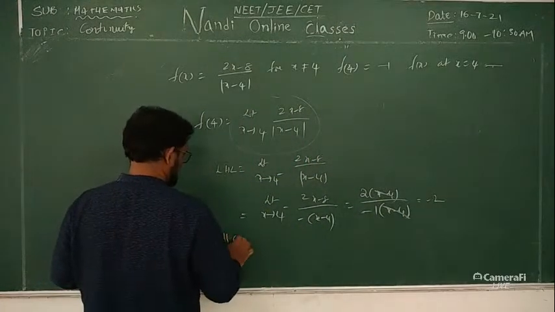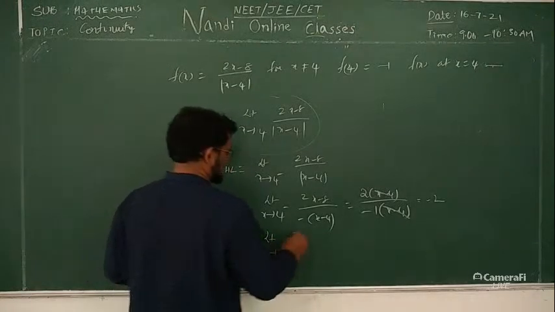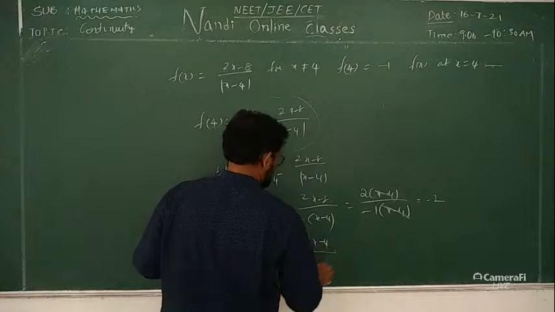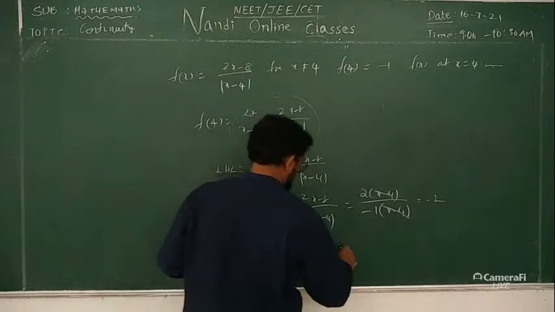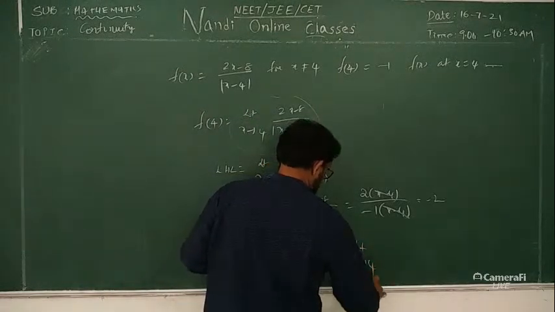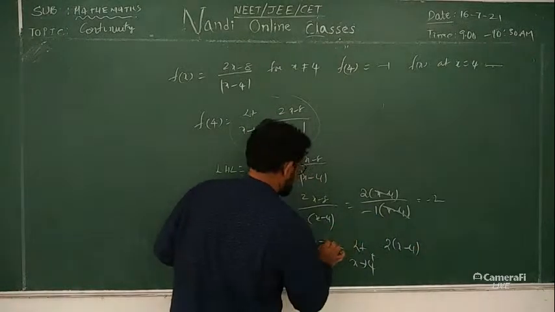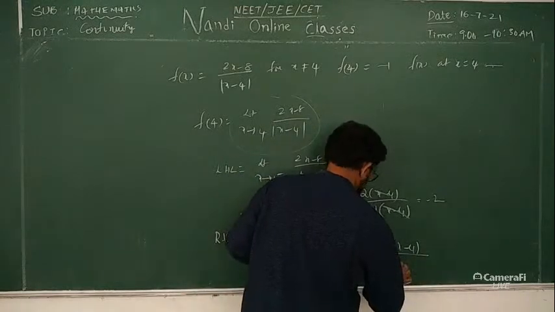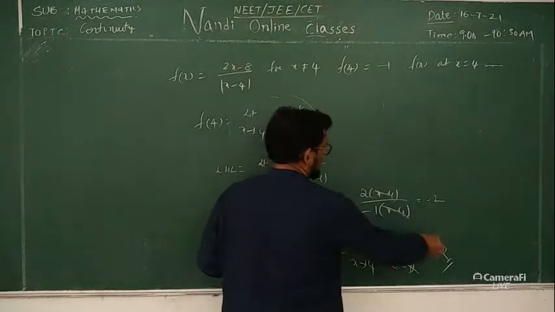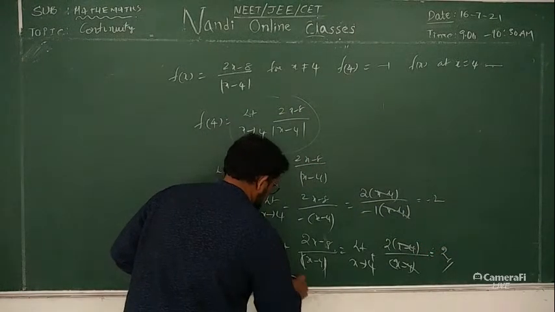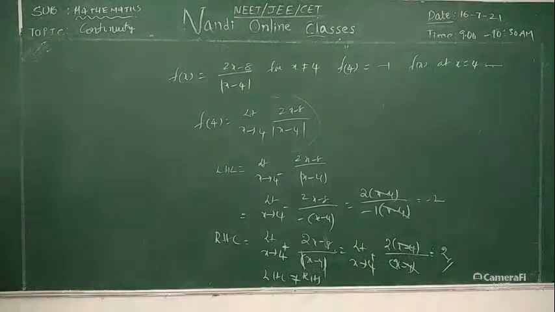RHL. RHL is limit x tends to 4 plus of (2x minus 8) by (x minus 4). 4 plus is nothing but 4.9. It is limit x tends to 4 plus; if you take 2 common, 2 into (x minus 4) by (x minus 4), x minus 4 gets cancelled. We have positive 2. So both are not matching. Therefore LHL is not equal to RHL. Therefore it is discontinuous.